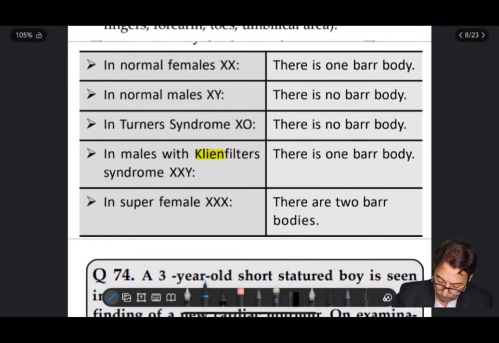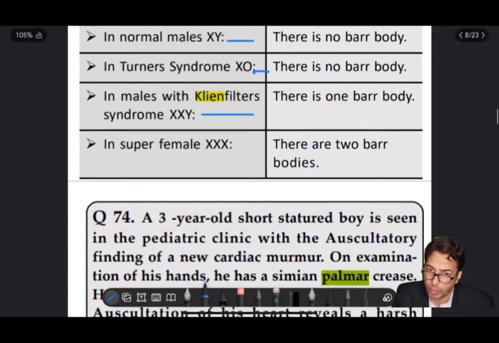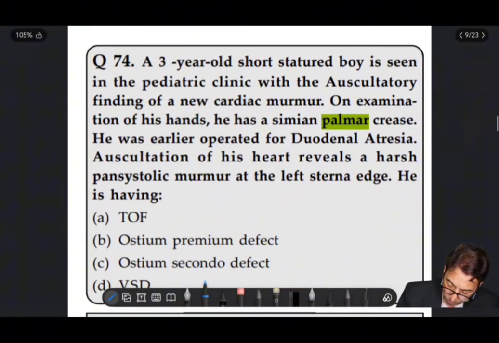Now, the question was asked on Klinefelter syndrome. I was telling you the chromosomal configuration you have to remember. Normal females, XX, normal males, XY, Turner's, XO. And here is the question, XXY, in case of Klinefelter syndrome. So that's it. You have to tabulate it. You have to have a simple idea what is asked and what can be asked and what can be expected.